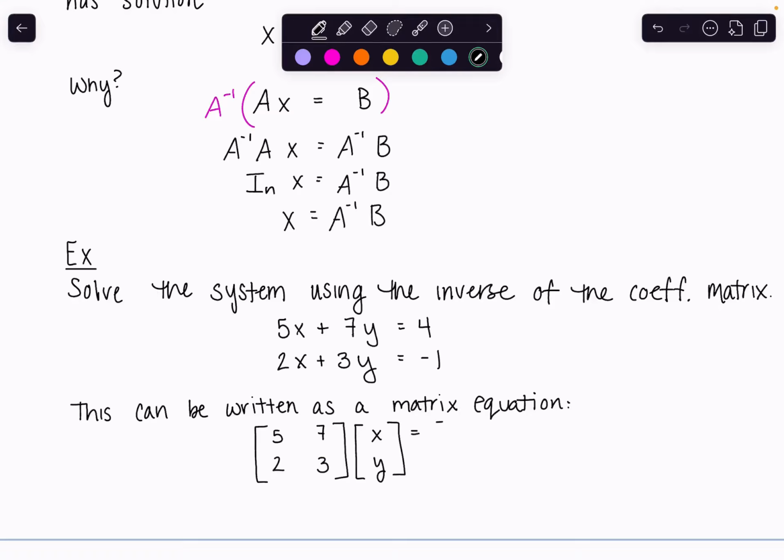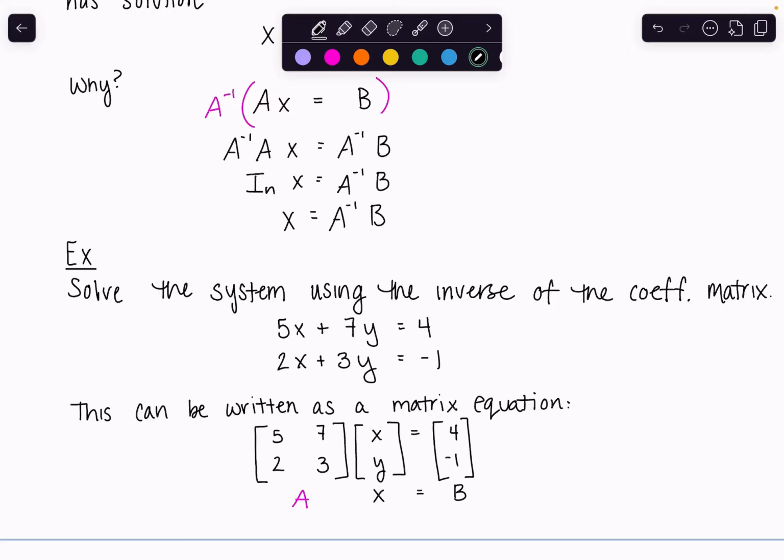And then that's equal to this matrix with 2 rows and 1 column. Okay. So this is matrix A. This is that matrix of variables. And then on this side, that is the value of B. So it's just a matrix of numbers.